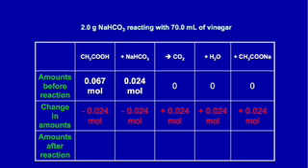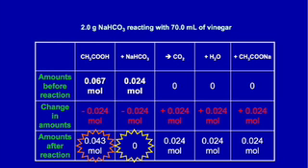According to the balanced equation, acetic acid and sodium bicarbonate react in a 1-to-1 ratio. Therefore, 0.024 moles of sodium bicarbonate will react with 0.024 moles of acetic acid, forming 0.024 moles each of carbon dioxide, water, and sodium acetate. As this chart shows, when the reaction has reached completion, 0.043 moles of acetic acid still remain in the flask because the sodium bicarbonate has been completely consumed.